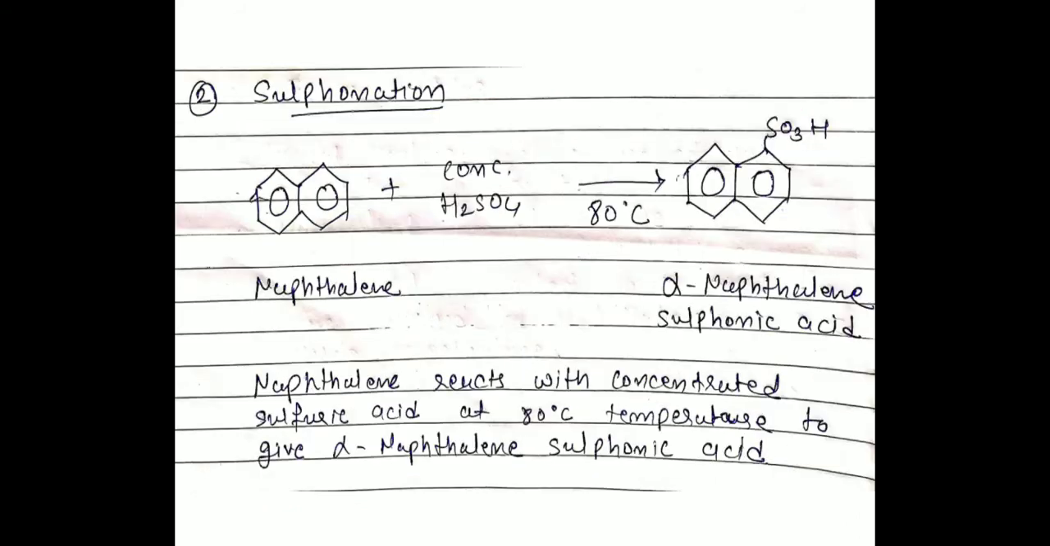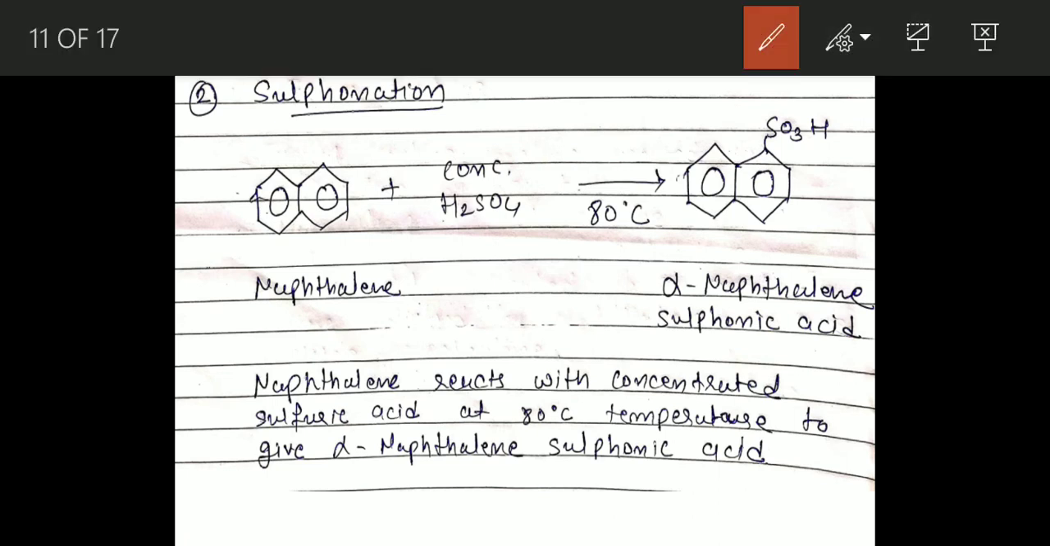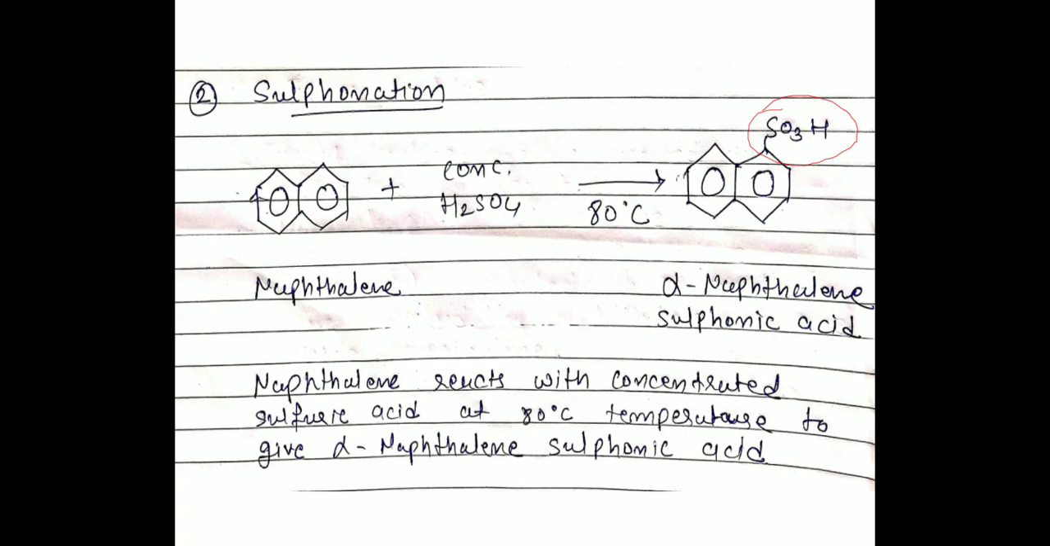Second is sulfonation reaction. In this reaction, naphthalene reacts with concentrated sulfuric acid at 80 degrees Celsius to give alpha naphthalene sulfonic acid. Similar to the nitration reaction, here also the SO3H group is attached at alpha position, you can see in this slide, and the product name is alpha naphthalene sulfonic acid.